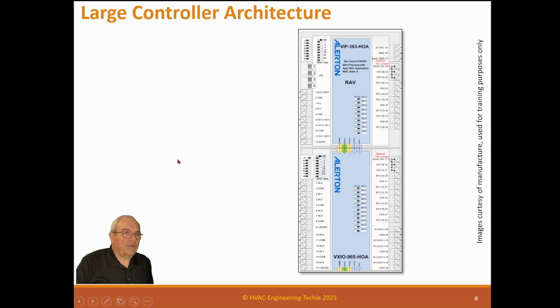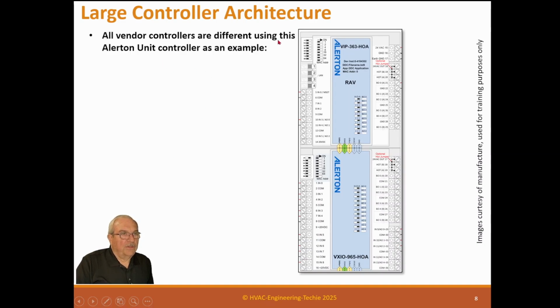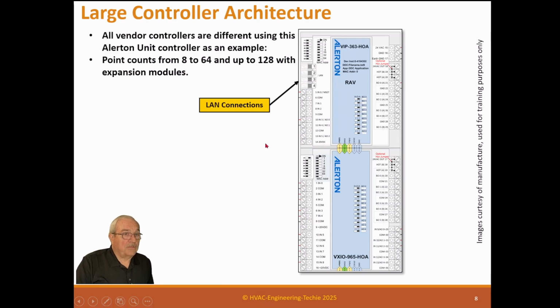So here's a typical controller. All vendors are different and look different. This happens to be an Allerton controller. I happened to have a job the other day doing submittal reviews, and this contractor did an excellent job. Very, very good graphics. So I thought I'd use those to make clear how we look at a submittal. That's why I'm using this one. Point counts are from 8 to 64 up to 128 with expansion modules.